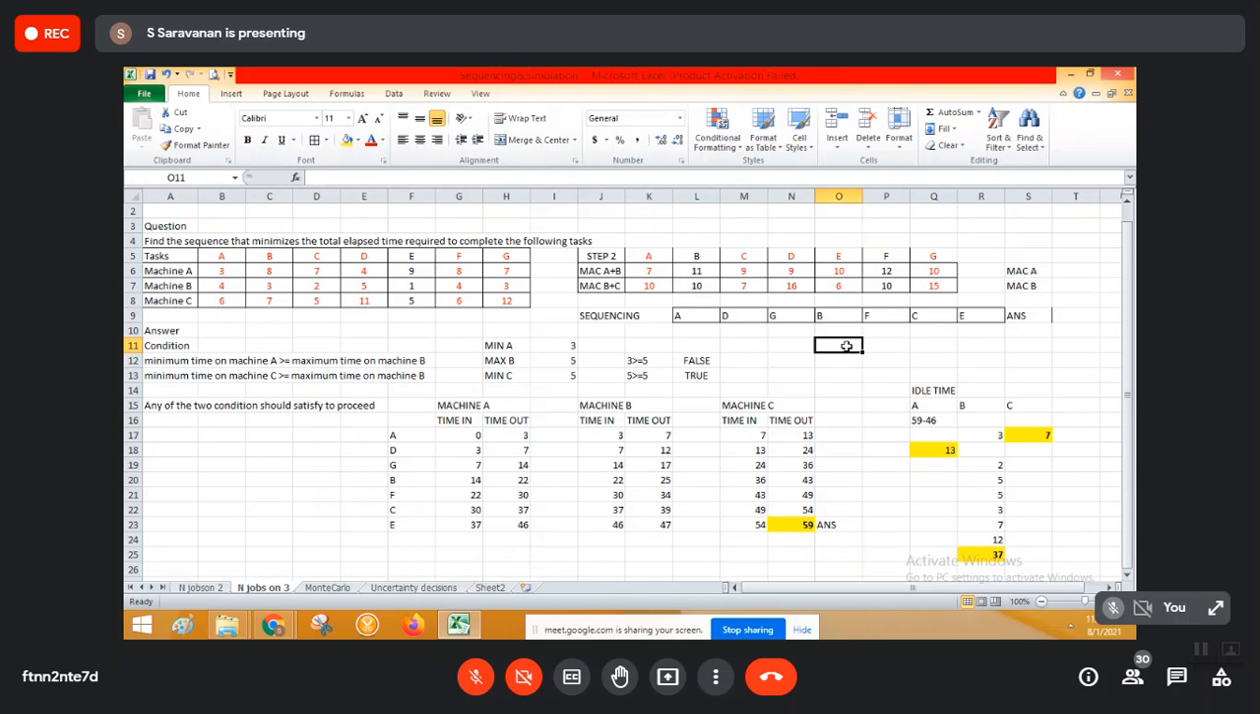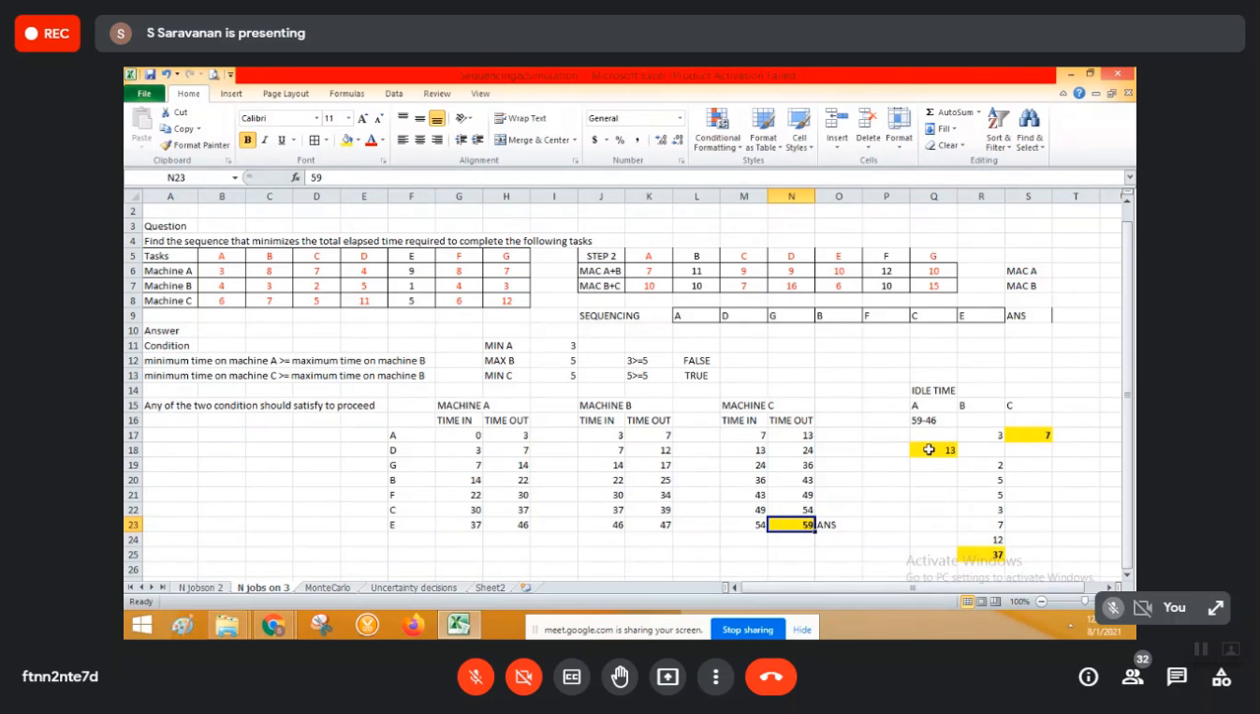So you need to give 3 answers. First one is sequencing. The second one is the minimum elapsed time, so that is 59. And the third answer is the idle time of machine A, machine B, machine C. I will be posting this specific Excel sheet in your Google Classroom. You can make use of it.